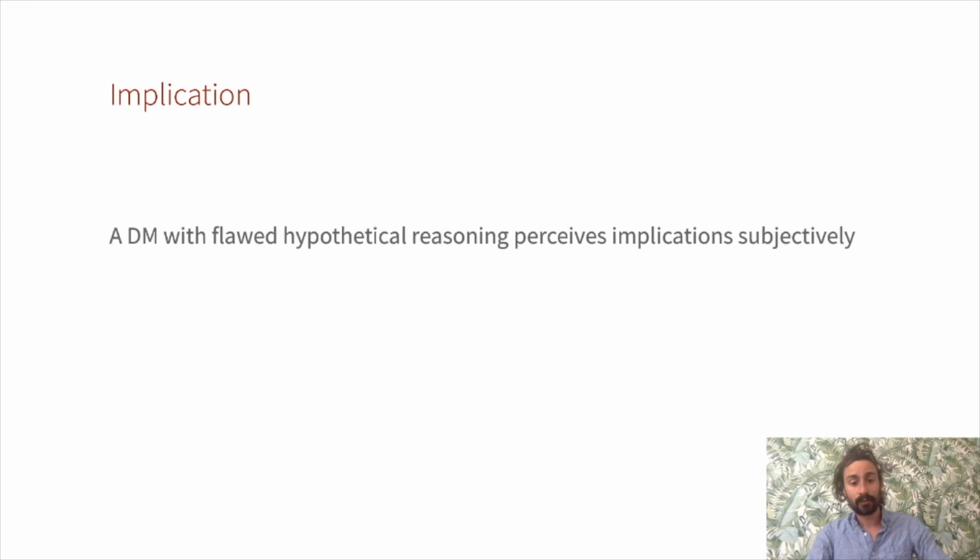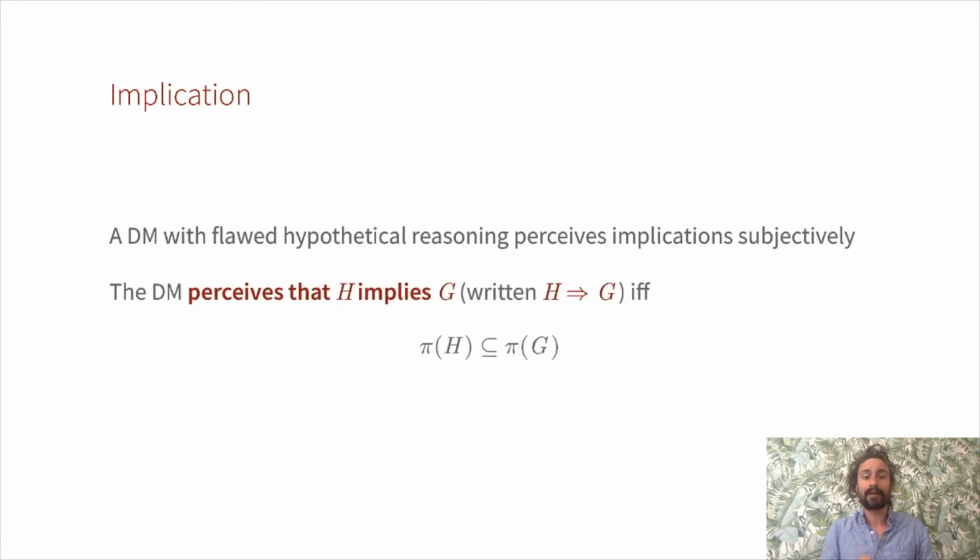Now, a decision maker with flawed hypothetical reasoning will not perceive the true implication relation, but rather the subjective implication relation given by her interpretation. So a decision maker perceives that H implies G, which we write using this implication arrow, is true when pi of H is a subset of pi of G. So not when H really implies G, but rather when the interpretation of H lies inside the interpretation of G.